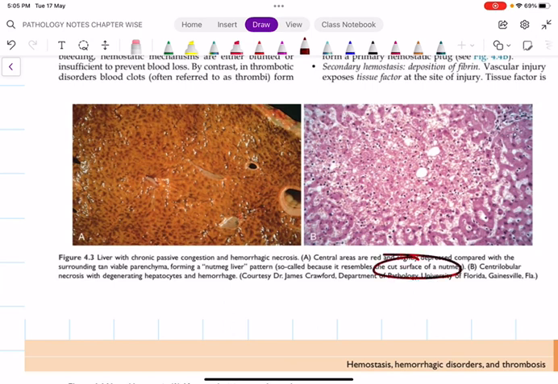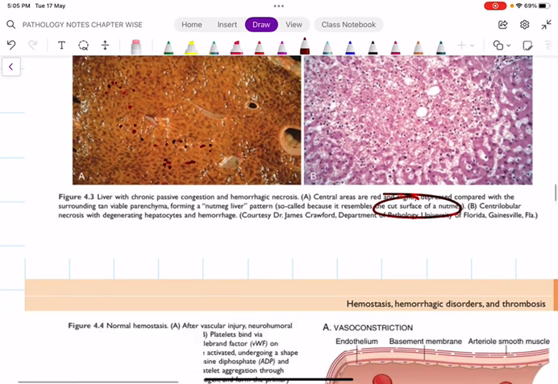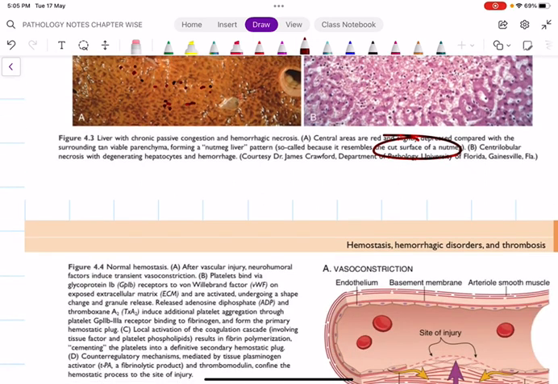So you can see here, I am putting dots. These are the nutmeg liver. Why is it called the nutmeg liver? Because it appears like a cut surface of a nutmeg. So this is how it looks like. There will be a central reddish area and it will be slightly depressed.